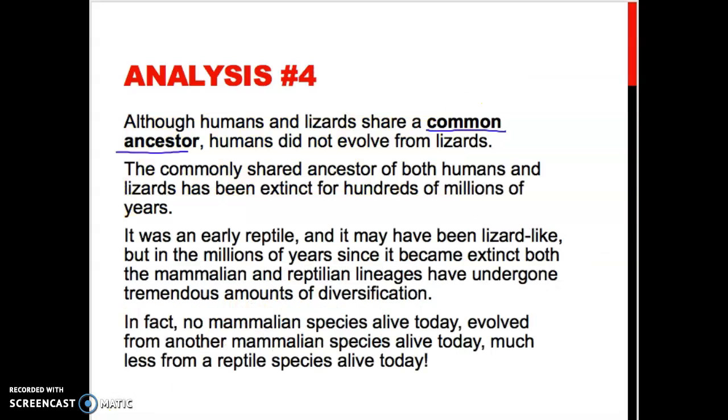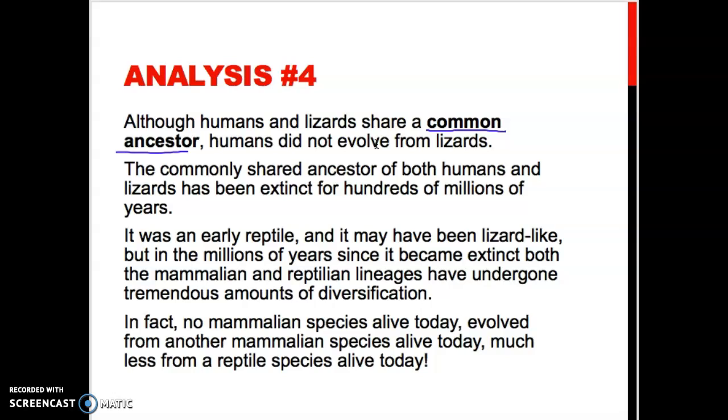We did have a common ancestor, right? So although humans and lizards share a common ancestor, humans did not evolve from lizards at all, okay? The commonly shared ancestor of both humans and lizards has been extinct for hundreds of millions of years. It probably was an early reptile, and it may have been lizard-like, not like lizards today. But in the millions of years since it became extinct, both the mammal and the reptile lineages have undergone tremendous amounts of diversification.